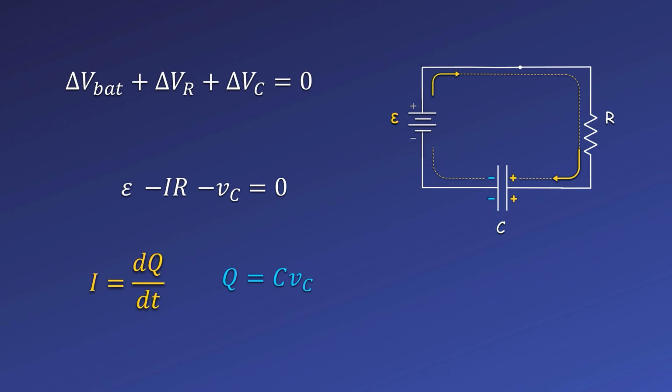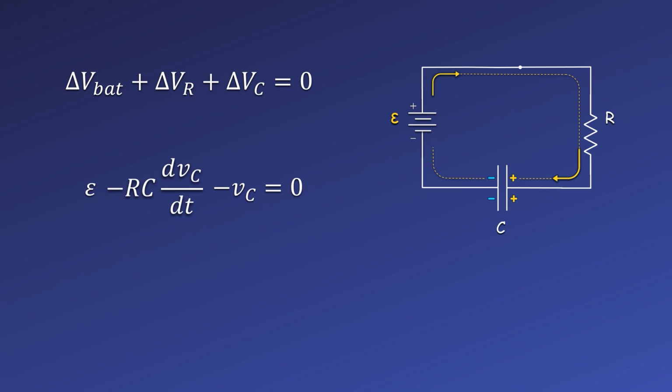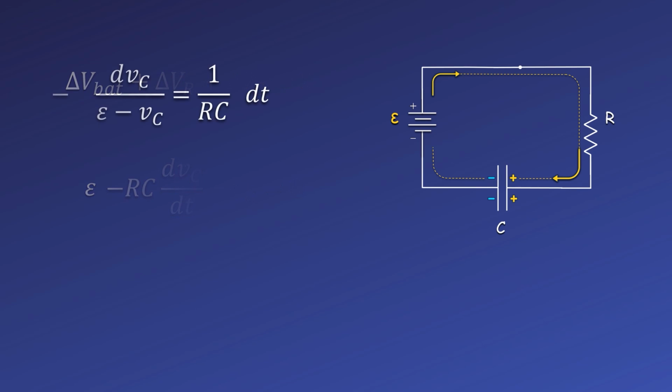This charge can be written as the capacitance times the voltage across the capacitor at that time, which again we'll call V sub C. Since the capacitance is a constant, we pull it in from the derivative after substituting. Now plugging into our loop equation, we get this. We can move the EMF and voltage across the capacitor to one side and the constants R and C on the other side with time. Then we can integrate over the voltage of the capacitor on the left and integrate over time on the right.